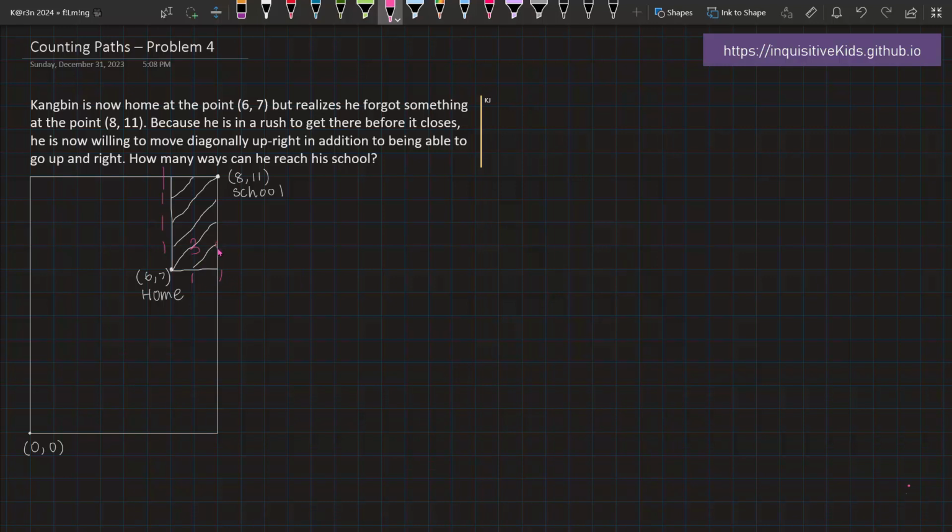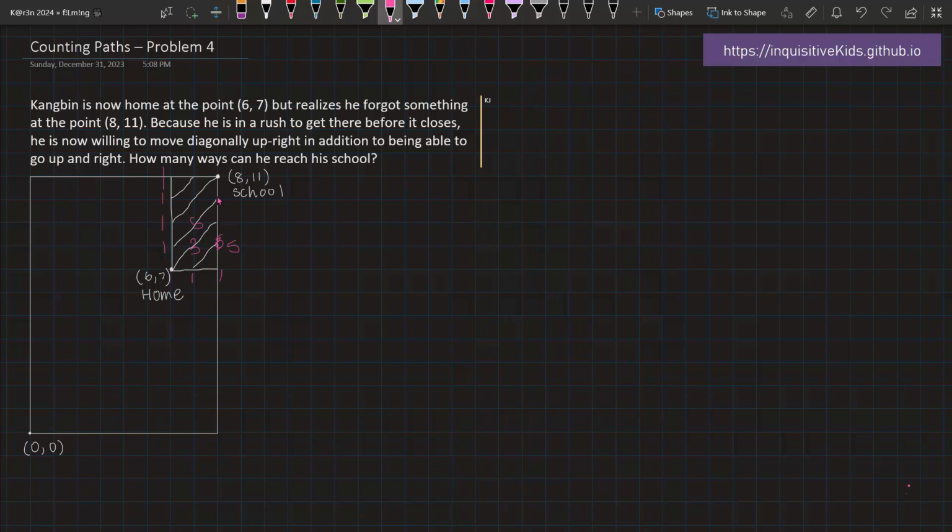And now here for this point, we can't just add 3 and 1 anymore. We still have to worry about the possibility of going diagonally. So now we're actually adding three numbers together. 3 plus 1 plus 1 is equal to 5. So right here, it would be 5. Now for this point, we're going to do 1 plus 1 plus 3, 5.